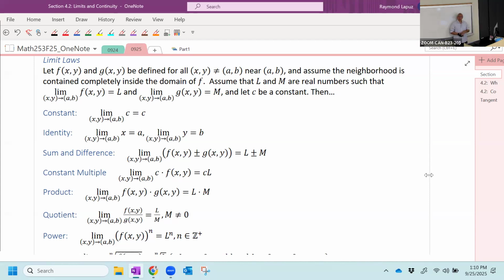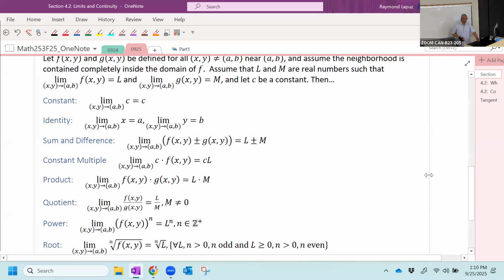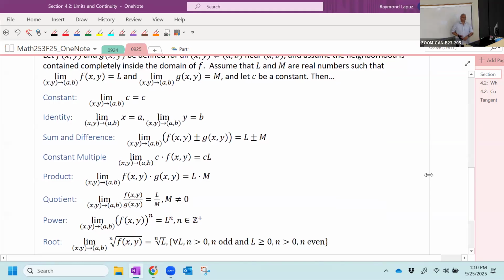The only times we would have issues with limits is when we have an indeterminate form, 0 over 0 or something like that. In which case we had a tool, L'Hopital's rule, to help us find those limits. Unfortunately, like I mentioned before, we don't have L'Hopital's rule for this. So we're going to, at least for starters, get to use limit laws.